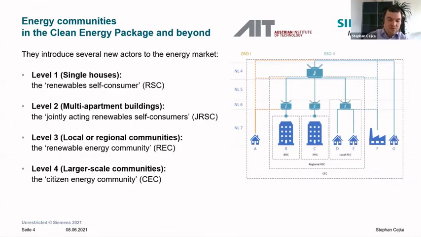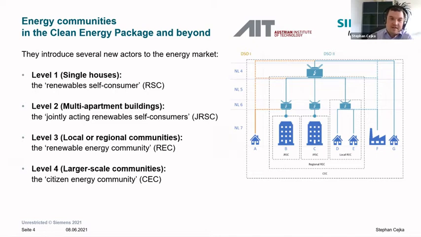These legal acts introduce some new actors to the energy market, which can be defined in 4 different levels, starting with the first level of single households, named in the directives as the renewables self-consumer. In this figure here, you can say that especially the houses A, D, E, and G may be possible renewable self-consumers.